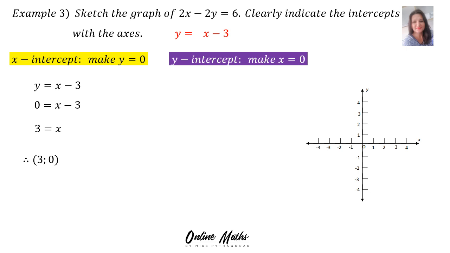Then for the y-intercept, the rule is make x 0. There's the equation. Make x 0, and we end with y is equal to -3, and the coordinate is the point (0, -3). So on the Cartesian plane, there's your x-intercept (3, 0), and there's your y-intercept (0, -3). We join the two dots, and there's the line. And we can write the equation y is equal to x minus 3.